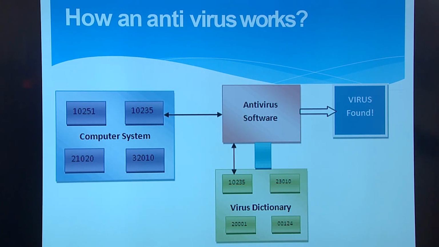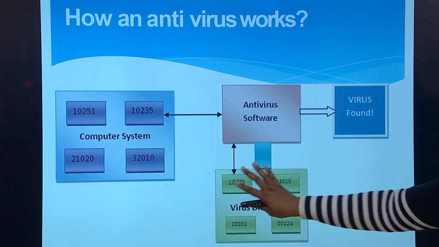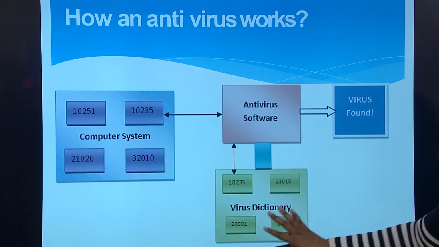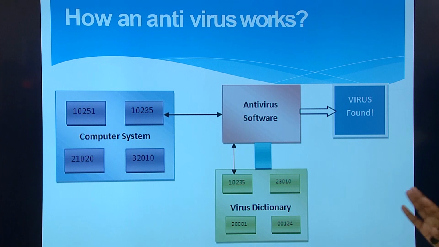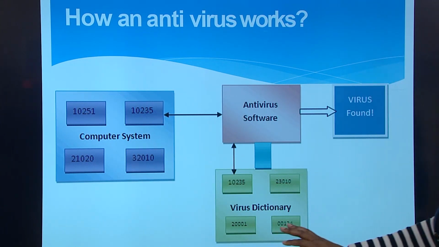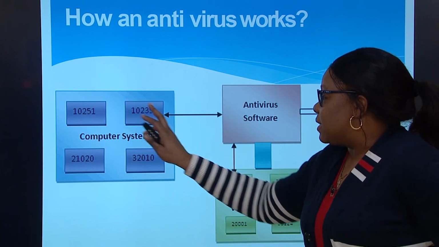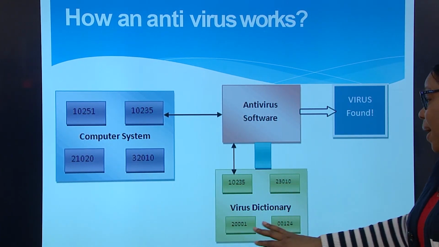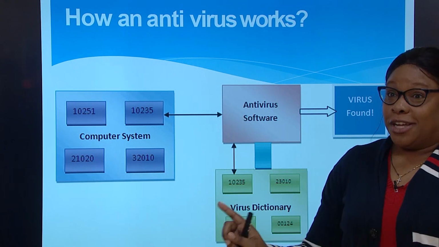All right, so this was what I was talking about. This antivirus program comes with what is called a virus dictionary. The virus dictionary has in there all the known viruses so far. Now, this is your computer system. Your computer system has some viruses here that are in the dictionary, but then there are a couple of them that are not in the dictionary.